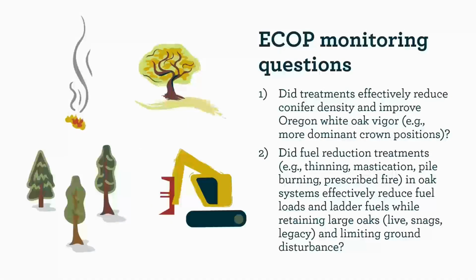Like I said, we've published our monitoring plan the last couple of years, and we have developed a wide range of monitoring questions for our partnership. For the projects I'm talking about today, these are the 2 most relevant questions we hope to answer. First, did the treatments effectively reduce conifer density and improve Oregon white oak vigor, which would include things like more dominant crown positions and oak seedling recruitment? And number 2, did fuel reduction treatments in oak systems effectively reduce fuel loads and ladder fuels while retaining large oaks and limiting ground disturbance?